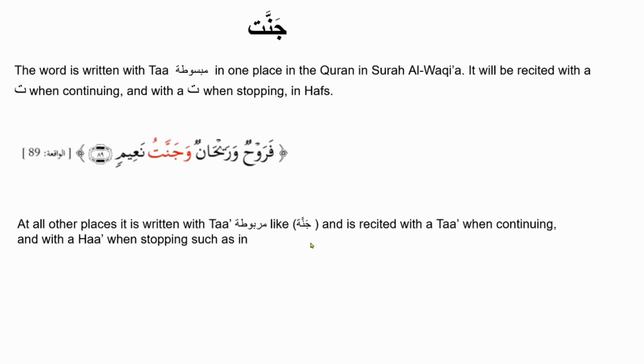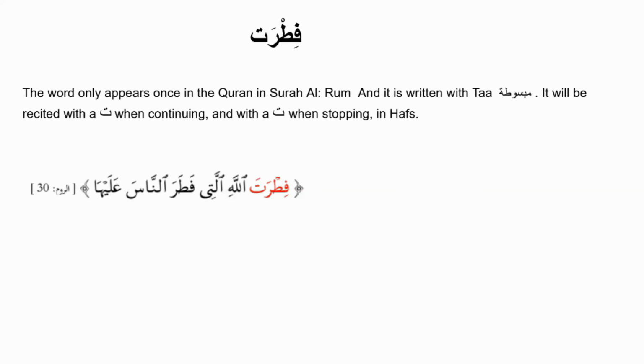The word jannah is written with ta mabsuta in one place in the Quran, which is Suratul Waqi'ah, ayah number 89. And upon continuation, we will say wajannatu na'imin. And upon stopping, we will stop here like this, wajannat. And other than this ayah, the word jannah is always written with ta marbuta at the end, where upon continuation we will recite ta marbuta with the accompanying vowel, and upon stopping we will stop with ha sakina like this, jannah. The next word is fitrah.